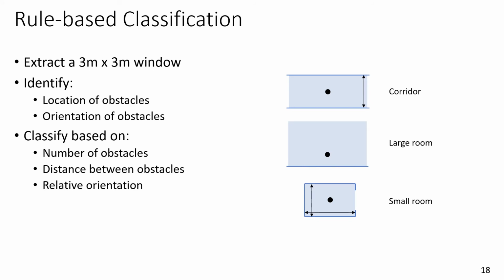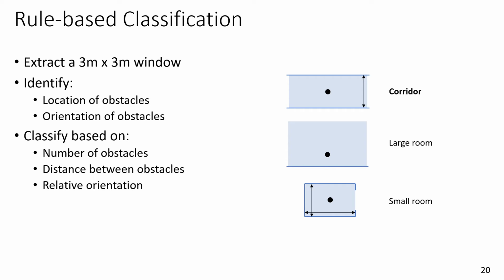Here we show the details of the rule-based classification. We extract a 3-meter x 3-meter window of the occupancy map. We identify the location and orientation of the obstacles and classify the vertex based on the number of obstacles, distances between them, and their relative orientations. There are 3 examples on the right, each of them centered on a vertex indicated by the black dot. The obstacles are walls, marked by the dark blue lines.